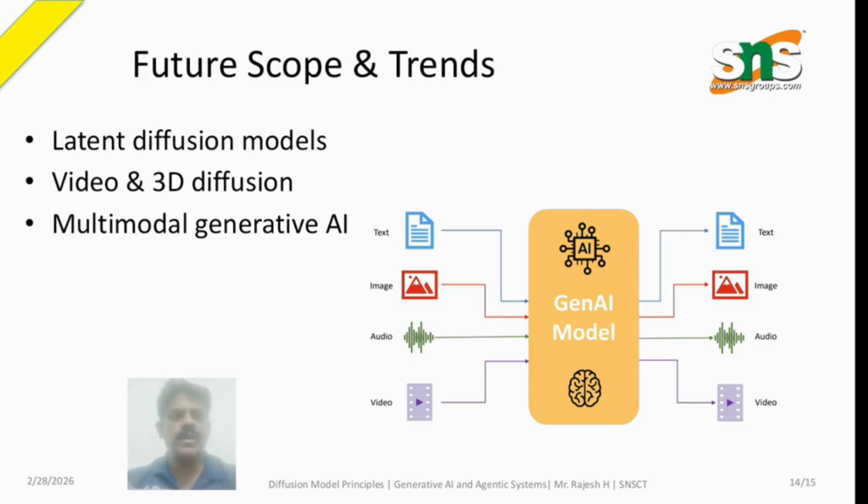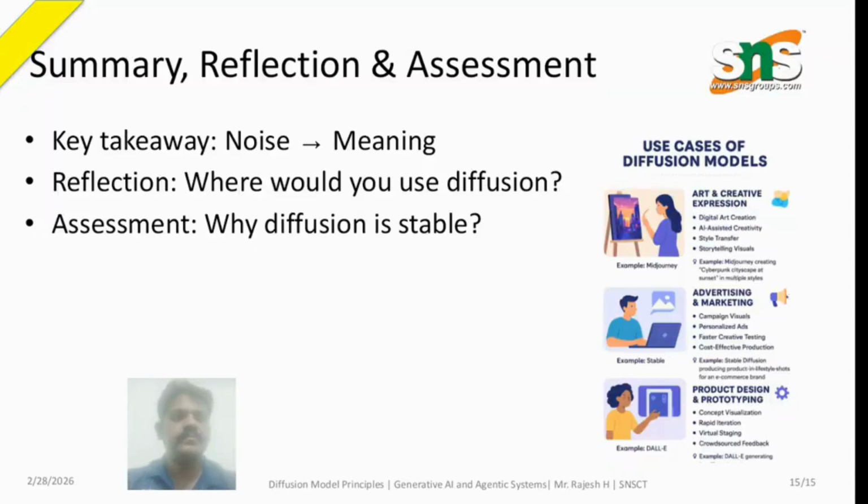So in future, the latent diffusion model, video and 3D diffusion, and multimodal generative AI will all have a long scope, and with faster generation we are able to produce sharper images with more real-time capacity, with highly adversarial training with GAN support. Even diffusion will have additional levels like stable diffusion, where consistent results can be achieved with text conditioning, etc. So here the summary and reflection: we can use this in arts.